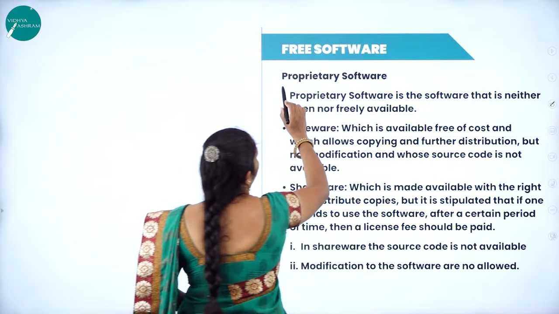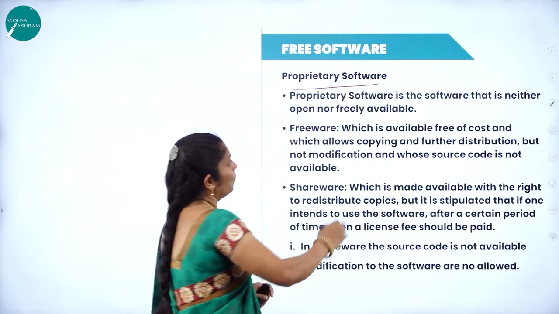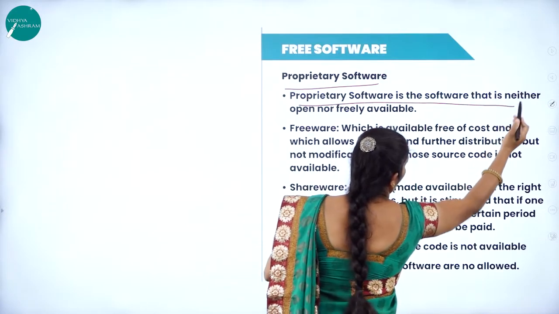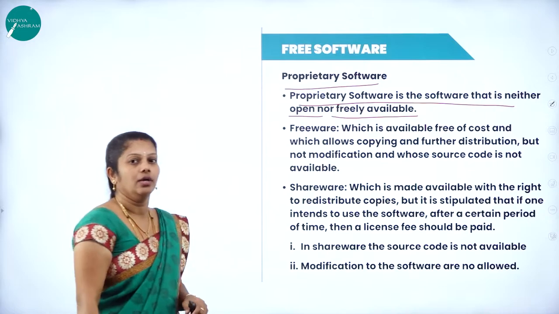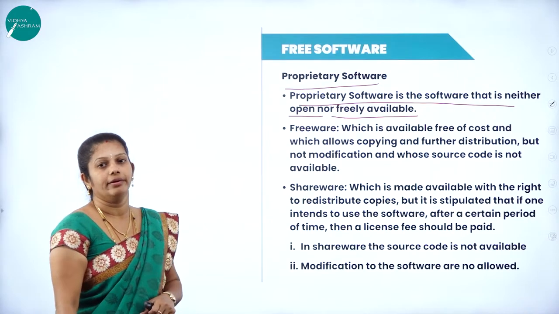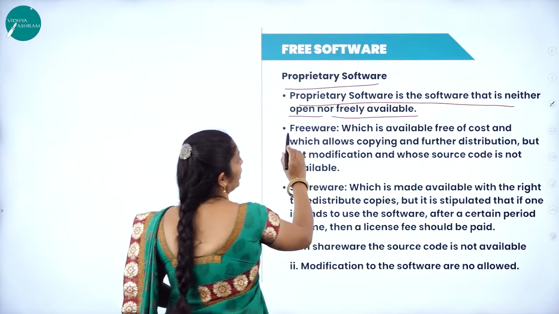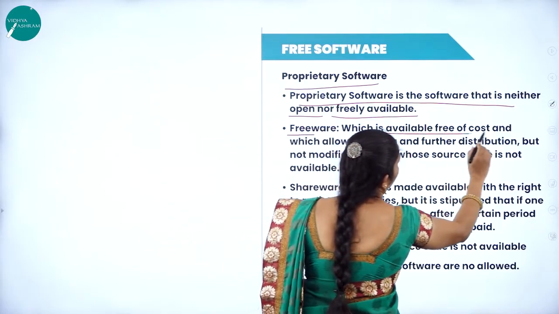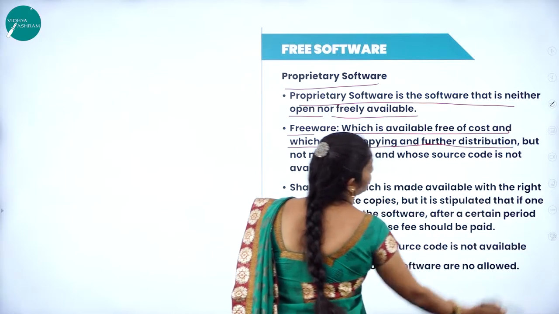The next one, proprietary software. What exactly is proprietary software? Proprietary software is a software that is neither open nor freely available. Your source code is not available here. Free of cost, we are not able to access it here. Under that, freeware, which is available free of cost and which allows copying and further distribution.